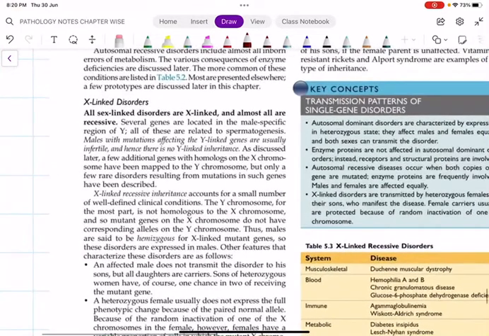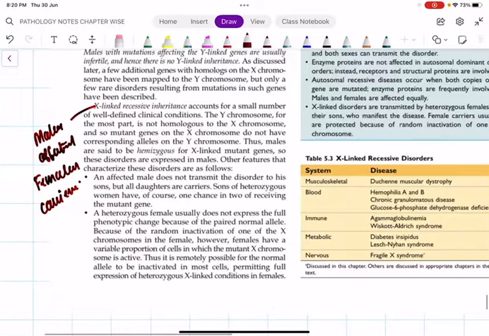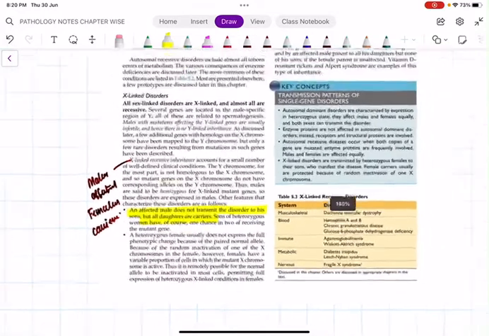X-linked disorders. We have X-linked recessive, which is the most common, and very much less common is X-linked dominant. Remember, in X-linked recessive, males will be affected and females are carriers. That is the single point you have to remember. An affected male does not transmit the disorder to his son, but all daughters are carriers. This is the single most important point you have to remember. In X-linked recessive, males will be affected, daughters will be carriers. Very, very important point.